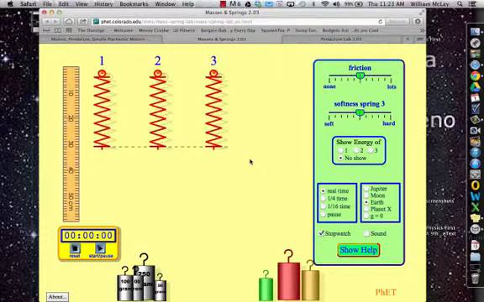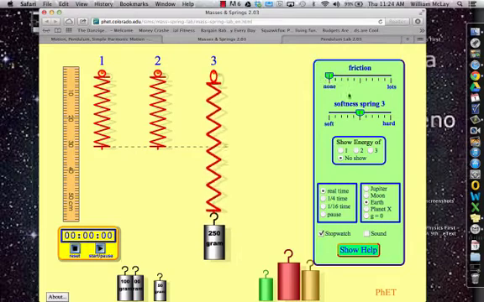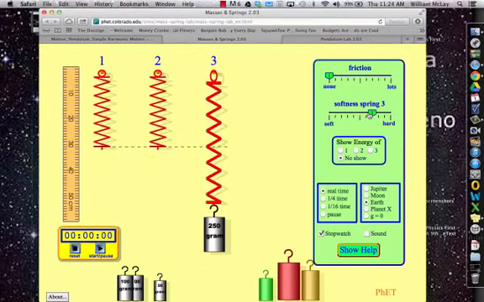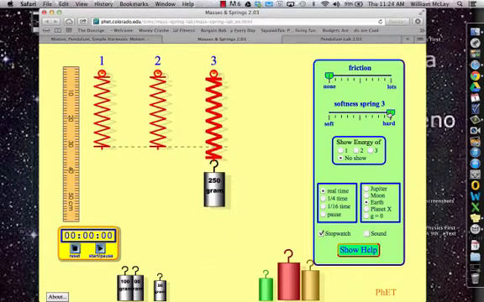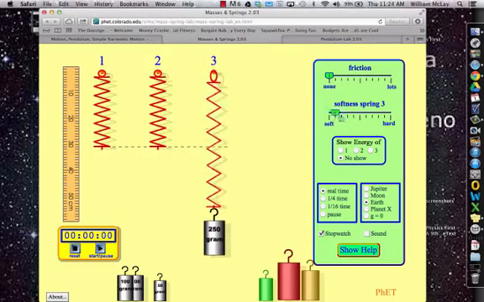So for example here, in this simulation, if we hang a mass on this spring, notice it stretches a certain distance. But if I increase the strength of the spring, it no longer stretches as far, due to the stronger spring. Equally, it takes more force now to stretch this than it does when it's a much easier to stretch spring.